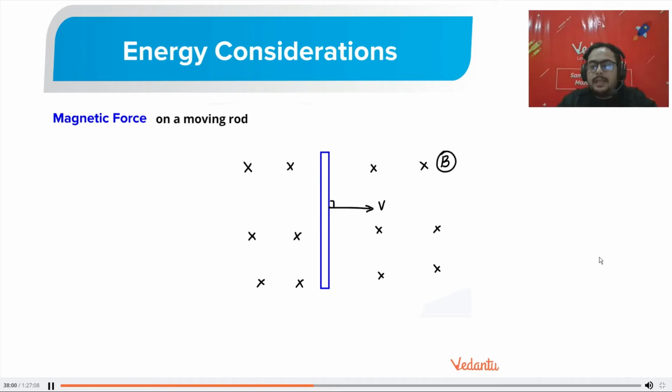So the next thing is called force on the rod. Now, why will the force act on the rod? That is our question. So let me say I have a rod, and it is moving with velocity v like this.